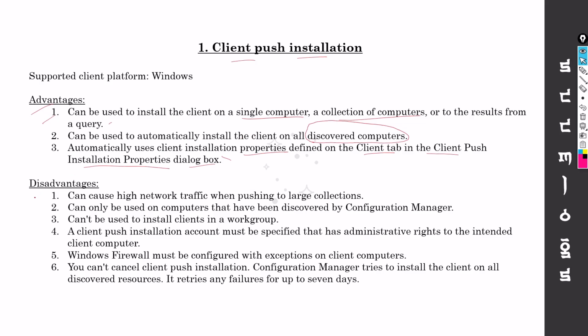So we'll come to the disadvantages. It can cause high network traffic when pushing to large collections, and can only be used on computers that have been discovered by Configuration Manager; it can't be used on workgroup machines. A client push account must be specified, and that account must have administrative rights on the intended client computer. The firewall must be configured, and you can't cancel the client push installation method. It will run up to 7 days and will retry the failures. Okay, so this is about the client push installation.